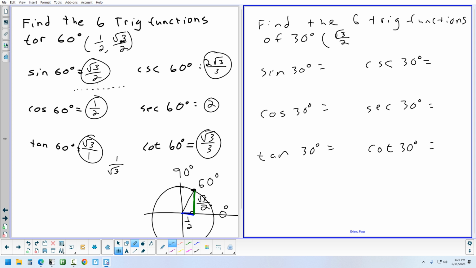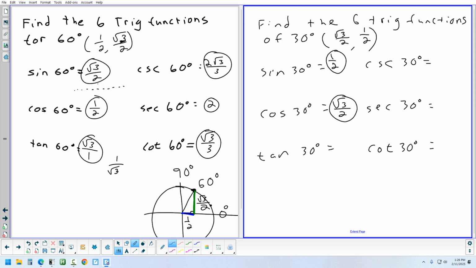The short side is the vertical. That's your y. Y always comes second in the coordinate. That's your 1/2. All right, so let's start with the sine. What's the sine of 30? 1/2. And then the cosine is square root of 3 over 2. Cosine is root 3 over 2.